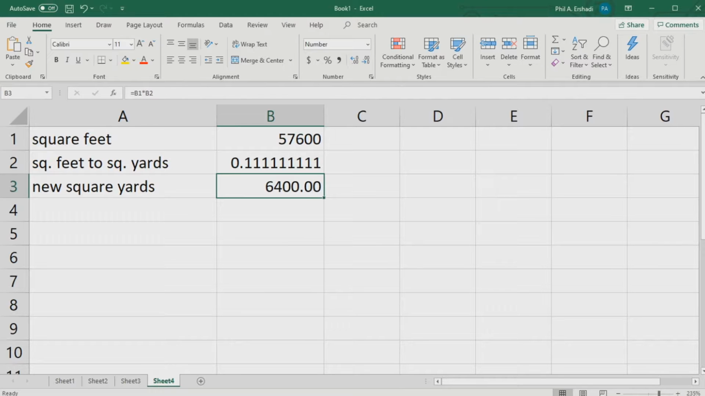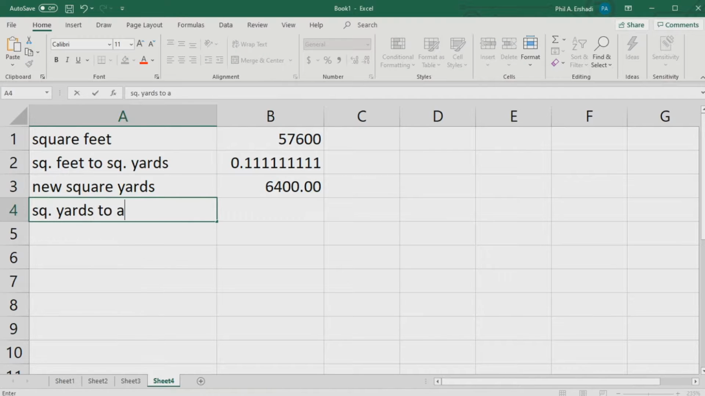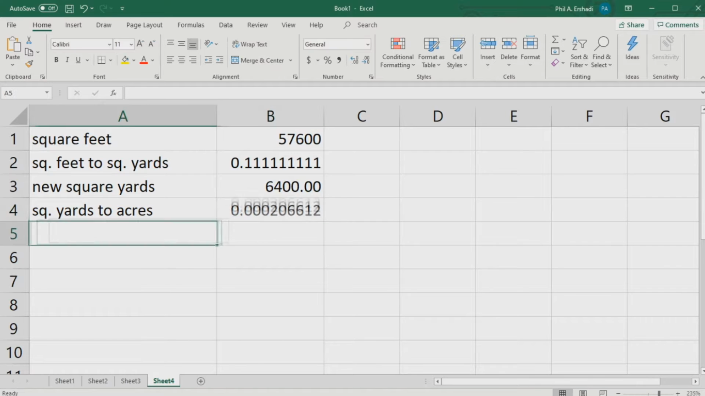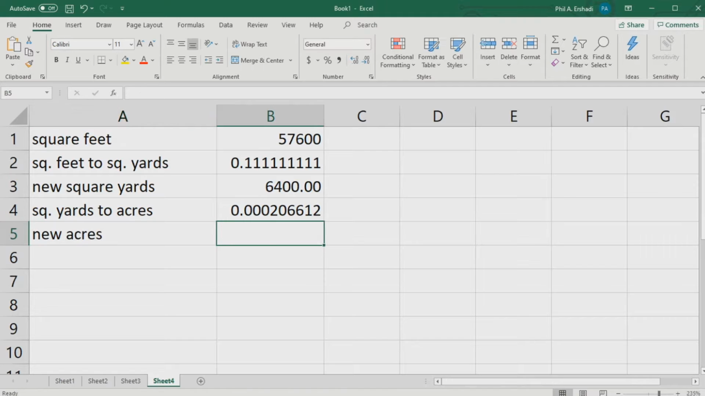I already have the correct number of square yards in B3, so now all I need to do is multiply by the conversion factor that will change my square yards to acres. The conversion factor was 1 divided by 4,840. We'll say equals 1 divided by 4,840. Now to find my new acres, I'll multiply B3 times B4. We'll say equals, click the square yards in B3, shift 8 to multiply, and click the conversion factor in B4.